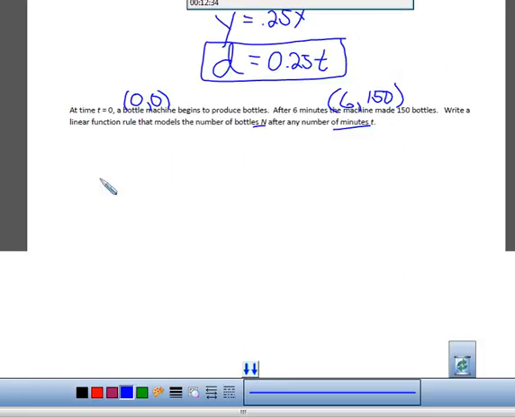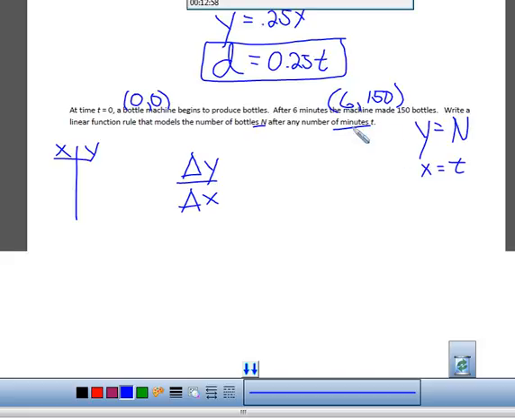Alright, so I'm going to help you set this up, and you're going to finish it on your own. Couple things to point out. Our y is really going to be turned into n, and our x, our input, is going to be time. So we're going to be finding change in y over change in x to get our equation. I've given you 2 points. I've set up a table. You should do the same thing. Find the rate and then plug it into the equation. We'll see who can figure this out.